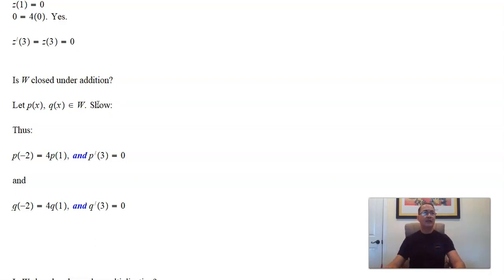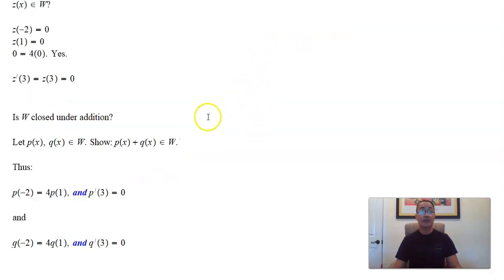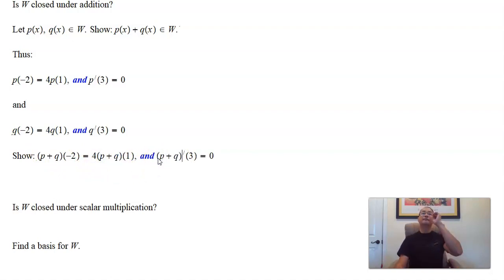What are we trying to do here? We must show that the sum P of x plus Q of x should also be a vector in W. In other words, P of x plus Q of x must satisfy these two equations. So what we have to do is replace P with P plus Q, and we must show that these two equations are still valid. We must show that this equation is true if we replace P with P plus Q, and same thing over here, and same thing over here.